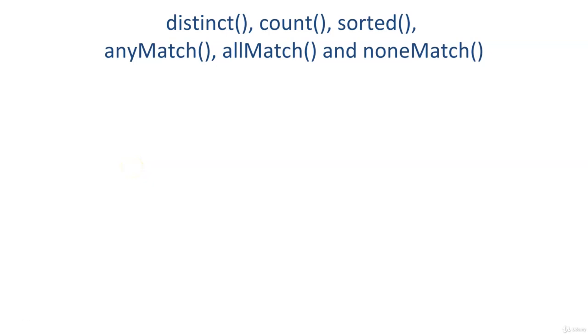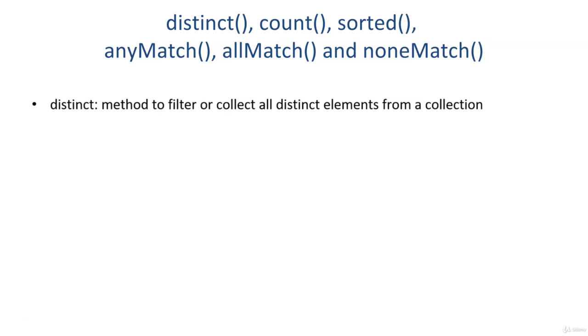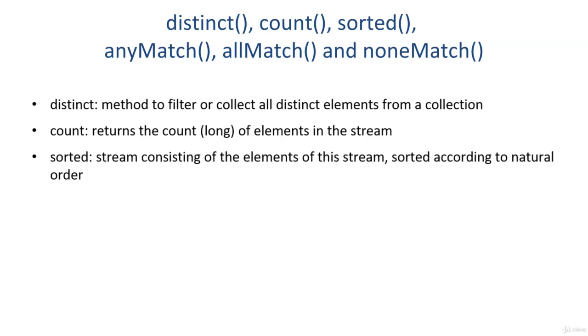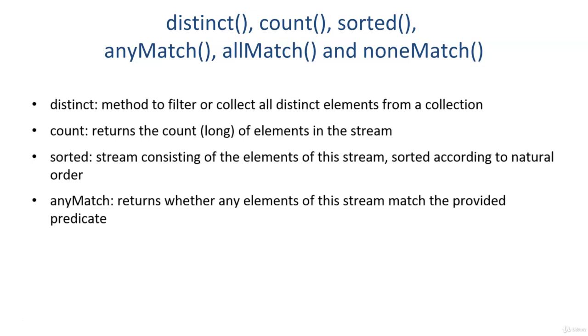In this video, we will look into stream, distinct, count, sorted, any match, all match, and none match operations. So distinct. This method is used to filter or collect all distinct elements from a collection. Count. It returns the count of elements in the stream. Sorted. A stream consisting of the elements of this stream sorted according to natural order.